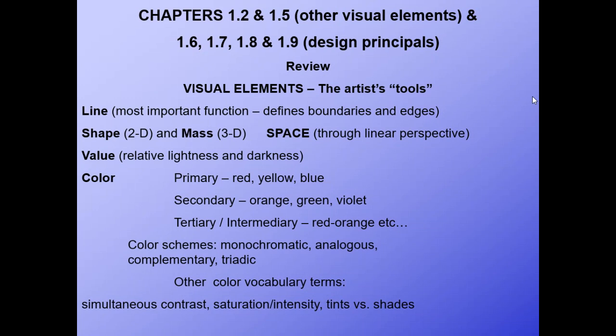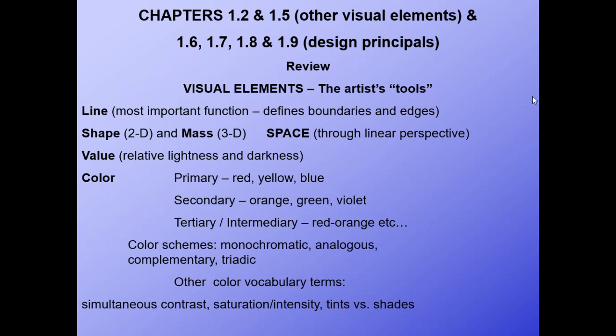The secondaries are made by mixing two primaries in equal quantities. So red plus yellow equals orange, yellow plus blue equals green, red plus blue equals violet. Your tertiaries or intermediary colors are secondaries that have more of one primary in the mixture. So an orange that has more red would be called red orange. So we have red orange, yellow orange, we have blue green, yellow green, and we have red violet and blue violet.